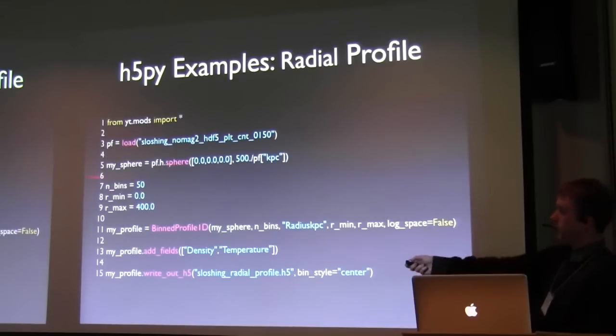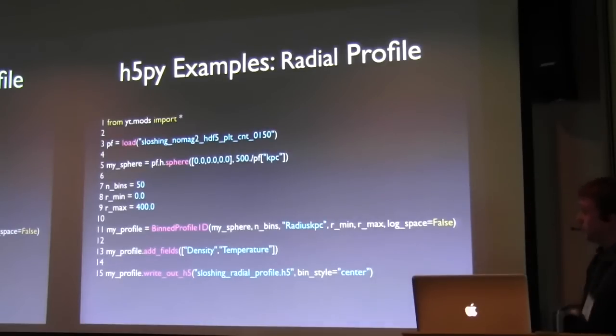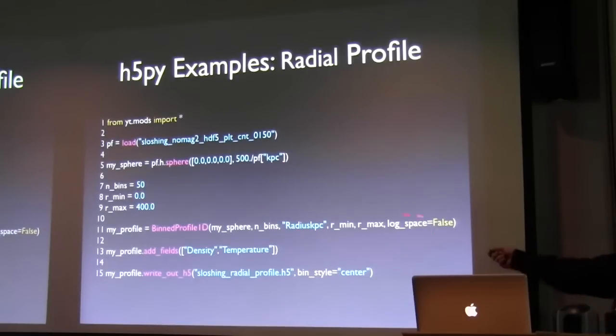radius kiloparsec field. So the radius from the center of that sphere in kiloparsec. We've got rmin and rmax of the bins. So the total extent of the bins is going to run from 0 to 400 kiloparsec. And we're just making sure these bins are separated out in linear space. So they're going to have an equal width linearly. So we set log space equal to false.